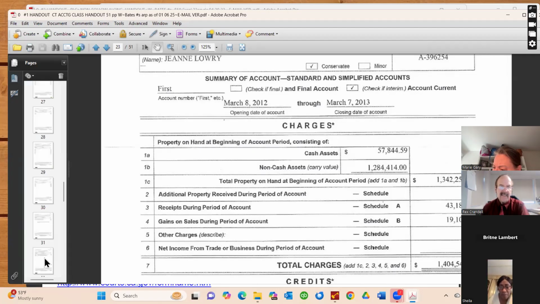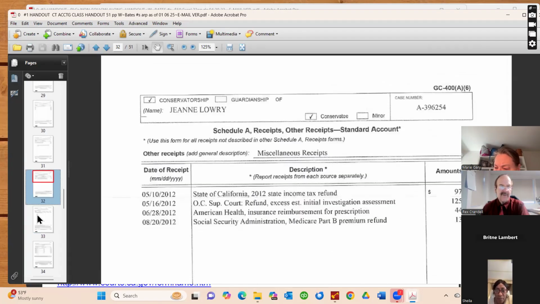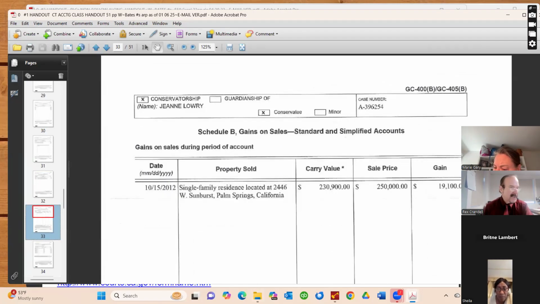Okay, then we have one on gains on sales. Let me see if I can find that form easily. Here we go. So on this form, we sold a house. The probate that just has one house, we sold it, got judge approval. And when you sell the house, you bring it to court, and then somebody gets a chance to overbid and take the sale. So in this case, your carry value is a copy job from your inventory and appraisal. Then you have the sales price.